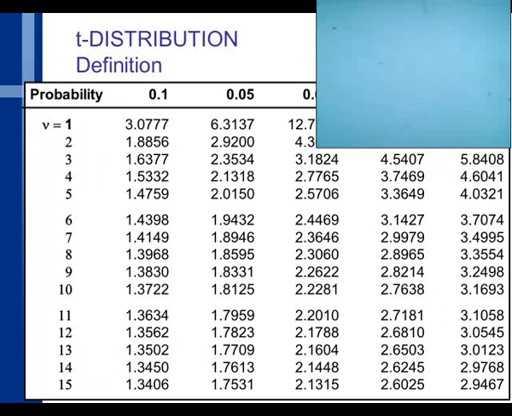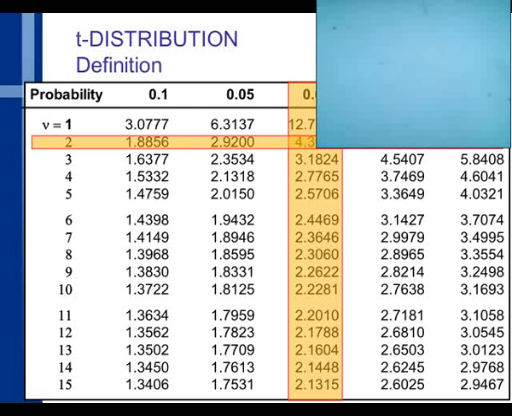Okay? So this is basically the table for the t-distribution. What we're looking for is the probability 2.5% with a degree of freedom of 2. This number, 4.3027. This column in this row, 4.3027. Okay? So that's the usual way of looking it up.